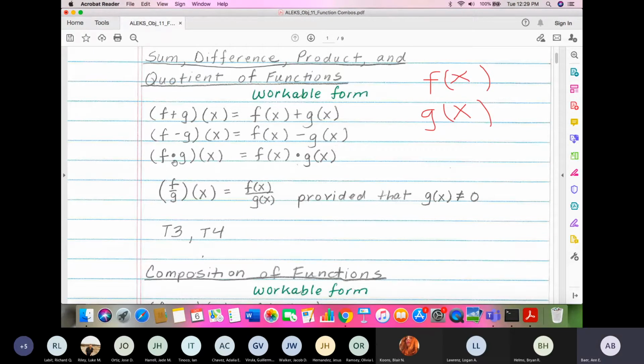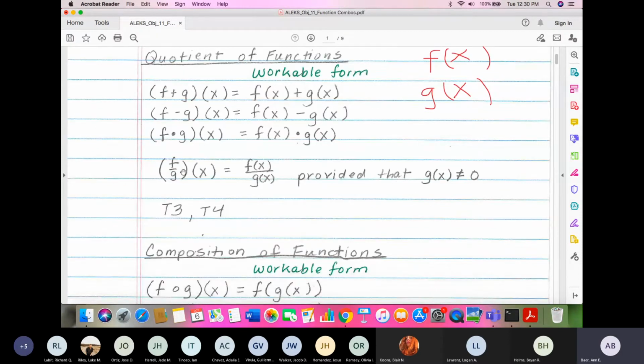Multiplication. Now notice multiplication has a colored in circle. Down below, we're going to talk about composition, which is not multiplication, and it's an open circle. It doesn't have any such thing inside it. So this is multiplication. F times G. F of what? X. Times G of what? G of X.